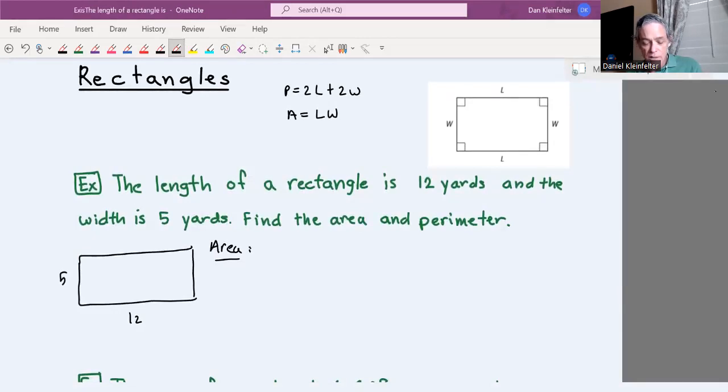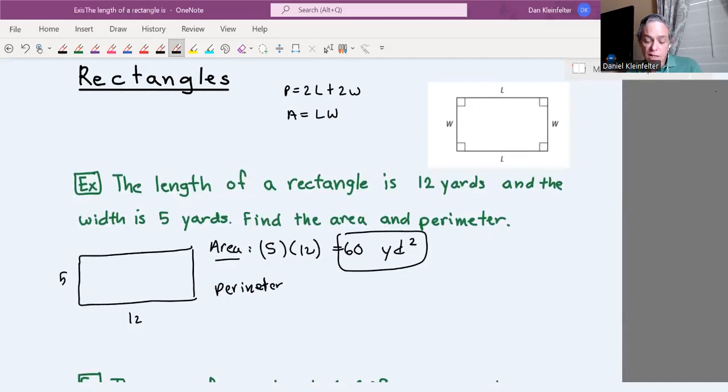So the area is going to be 5 by 12, and that's 60. The length unit here is yards, and so we'll have square yards for the area. Okay, so the units for the area are square yards. Okay, perimeter.